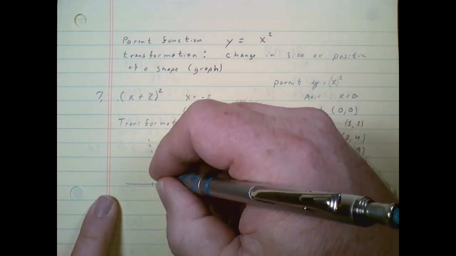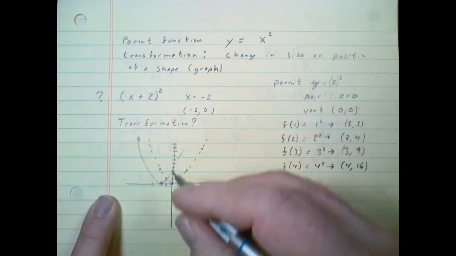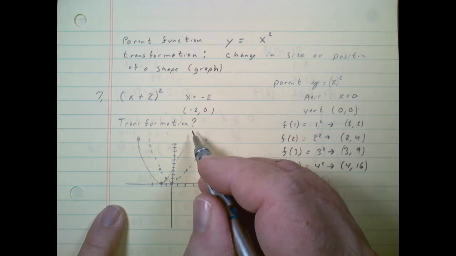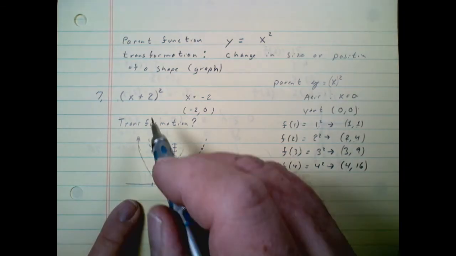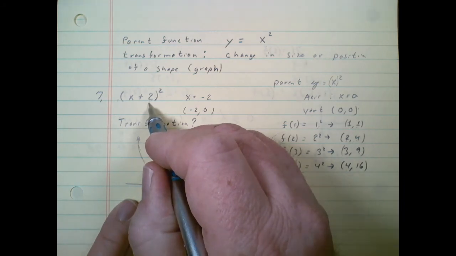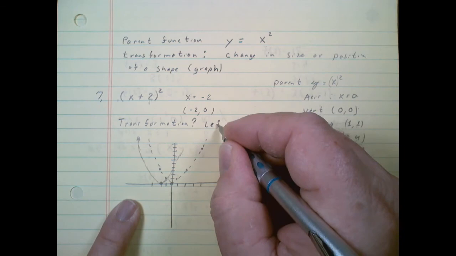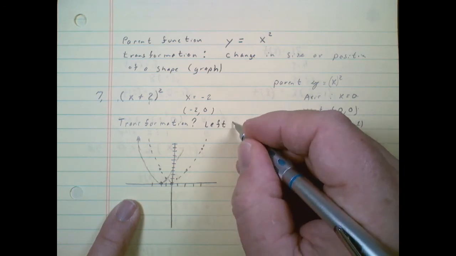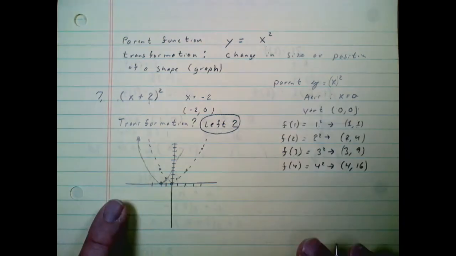So what did it do to our parent function? That's what we want to know. So what was the transformation? Did it go up, down, left, or right? Remember what that does. That changes the vertex. So the transformation is left 2. So that would be our answer. It moved it left 2.